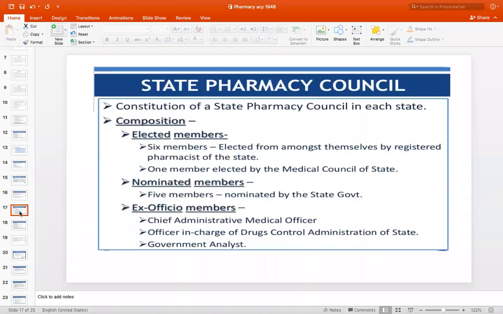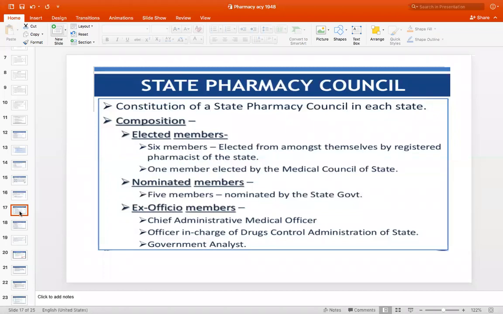Next comes the State Pharmacy Council. Constitution of the State Pharmacy Council in each state, again it consists of elected members, nominated members, and ex officio. We discussed elected, nominated, and ex officio in PCI. Joint state also has elected members, nominated, and ex officio. State Pharmacy Council is also the same.